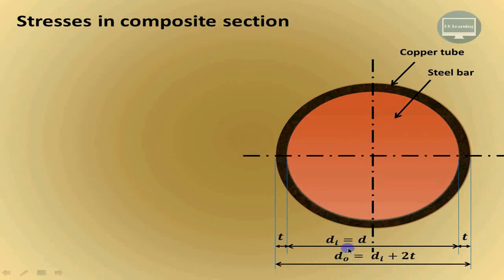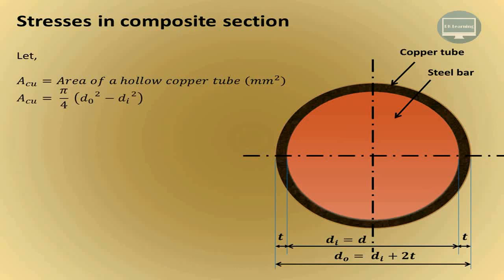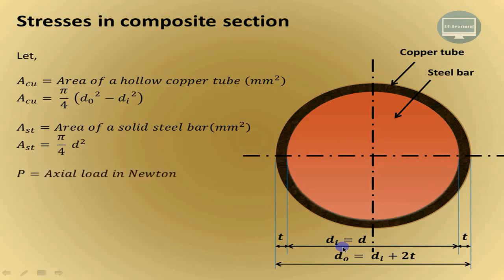So therefore we can say that the outer diameter will be nothing but, from figure we can say that it is nothing but inside diameter plus 2 times the thickness. So DO is equal to DI plus 2T. Now let ACU, the area of hollow copper tube, be given by pi by 4 DO square minus DI square. AST is the area of solid steel bar, and that will be given by pi by 4 D square.